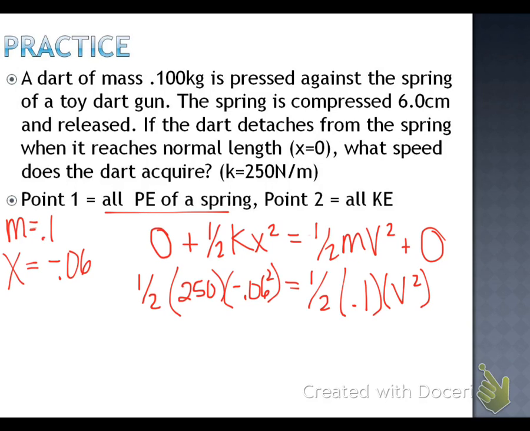All right, so on the left side of our equation, what do we get? The whole left side equals point... No, because this 0.06 should be squared, okay? And then on the other side, 0.5 times 0.1, 0.05. So 0.05 equals 0.05 times v squared. So our velocity we ended up getting as 3.